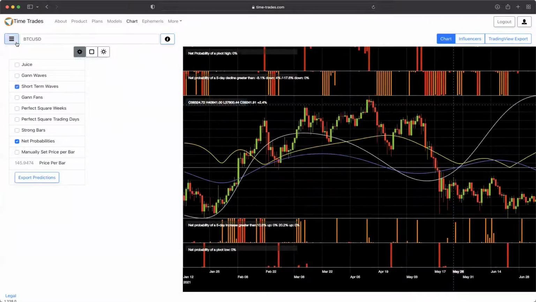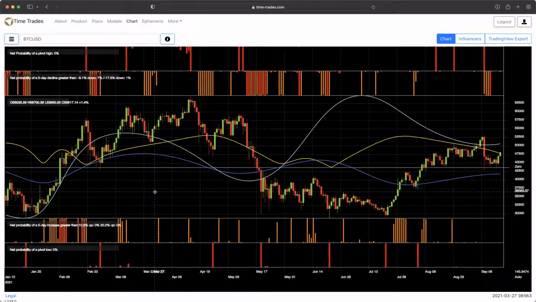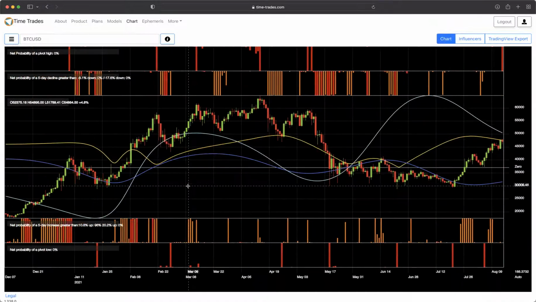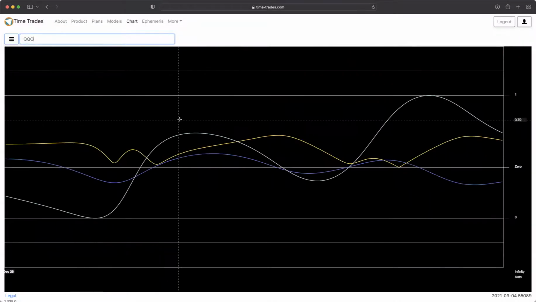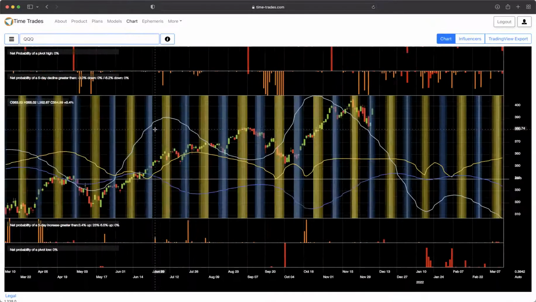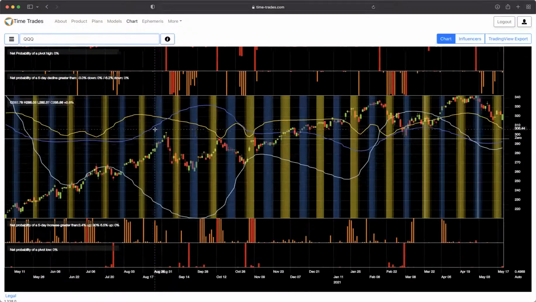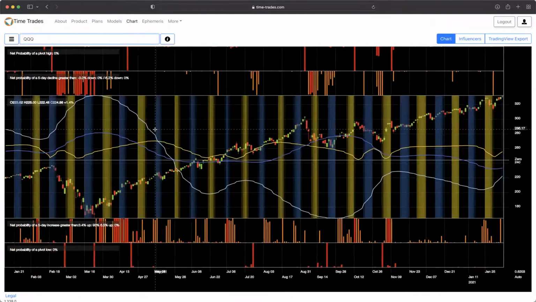Short-term waves are basically interplanet cycles, okay? So again, we're looking at natural cycles, and we're surfacing those to you so you can find ways to incorporate this into your analysis. Now, what I really like about short-term waves is if we go back to the NASDAQ QQQ and take a look at what happened around the COVID low with short-term cycles here.